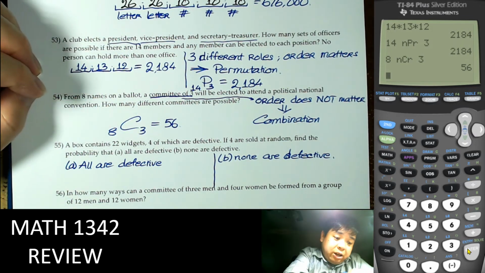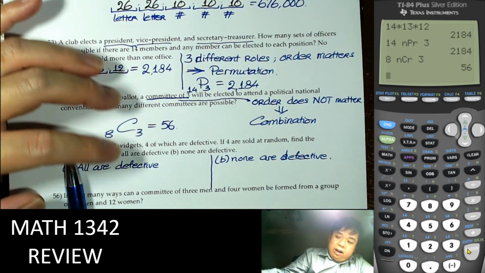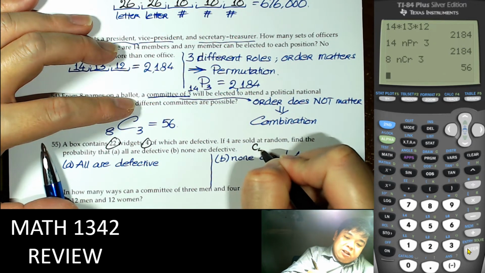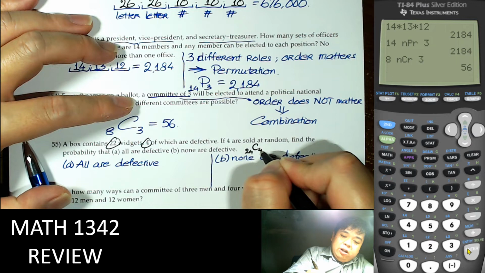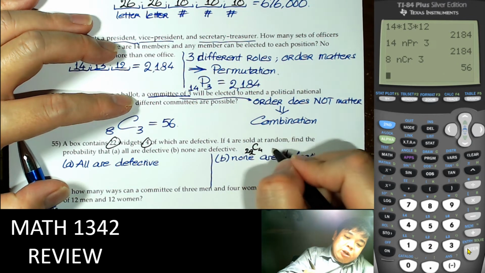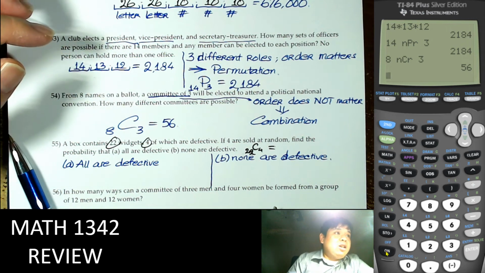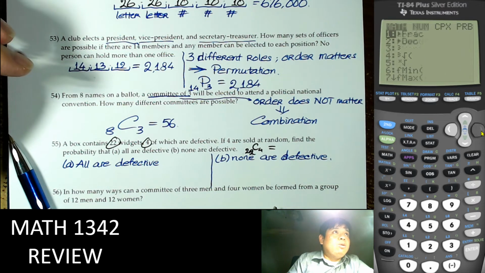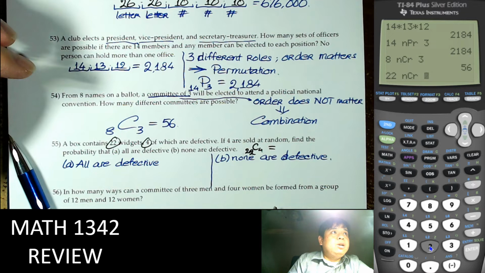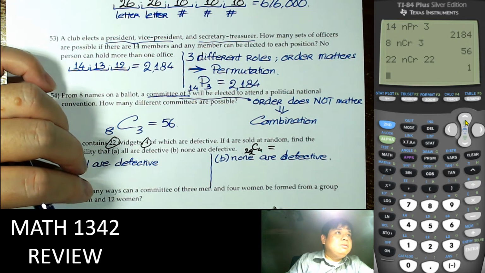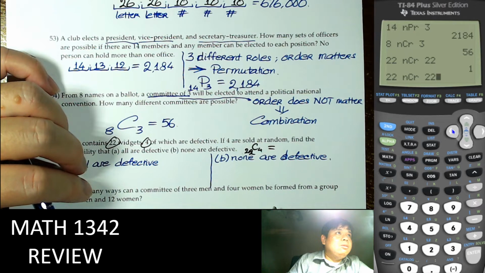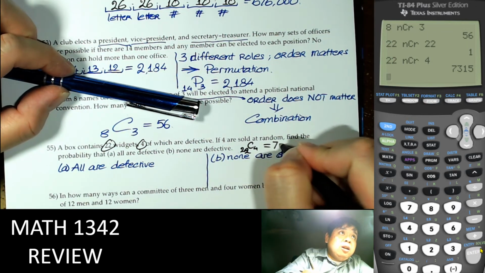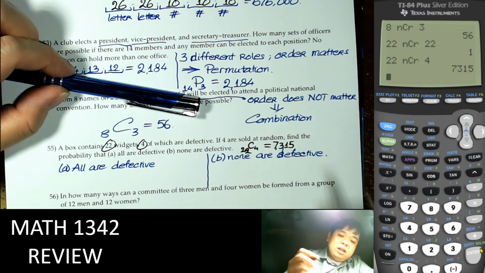I think we did this one in class already. All right. So if we select 4 out of 22, order doesn't matter. So C4 out of 22 ways to do that. So if we select just 4 randomly, regardless of defective or not, there's the combination of 4 out of 22. That's 7,315 ways to do that.